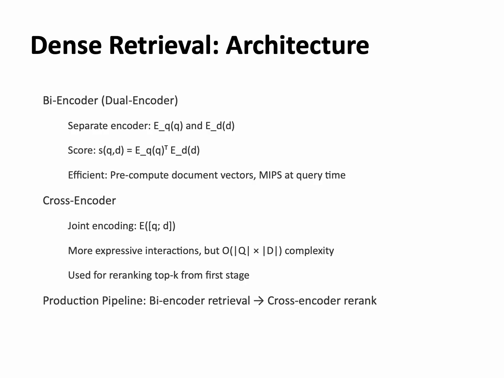There are two main types of architectures. Bi-encoders process queries and documents separately. You pre-compute all document vectors ahead of time and then just encode the query and do fast similarity search. With algorithms like FAISS, you can search millions of documents in seconds.